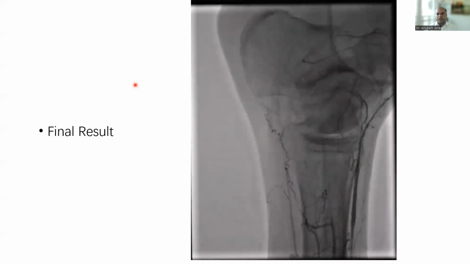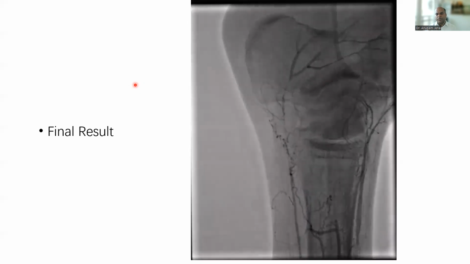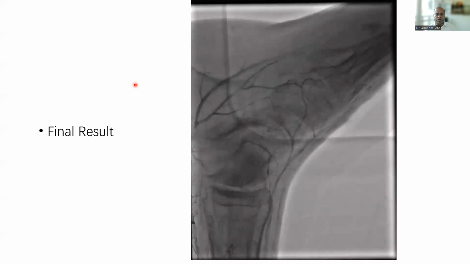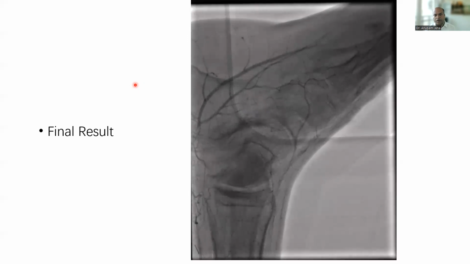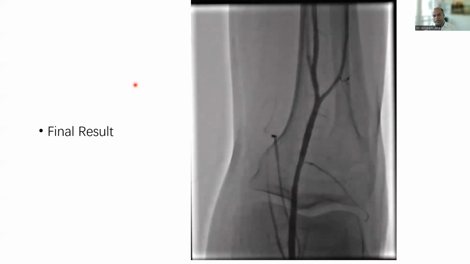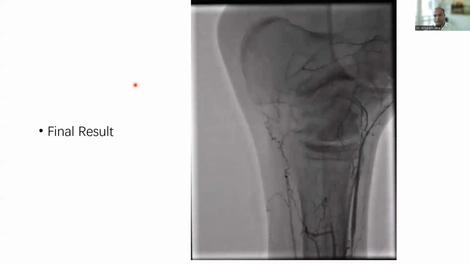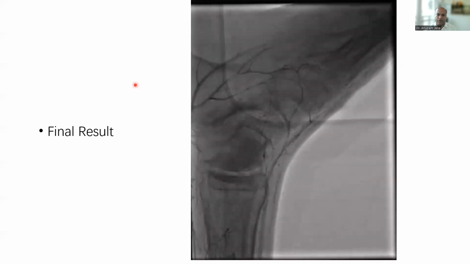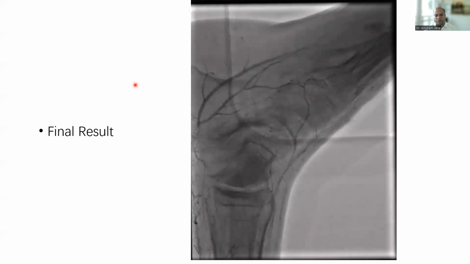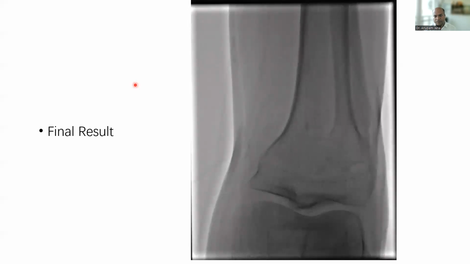So this case highlights some of the challenges in a below knee intervention, like long lesions, multiple diseases. What we have seen is that multiple arteries are involved in around 90% of these cases. All these diabetic patients have involvement of multiple arteries, anterior tibial, tibioperoneal, posterior tibial. So many arteries will be involved simultaneously.